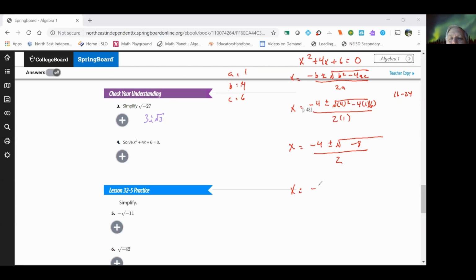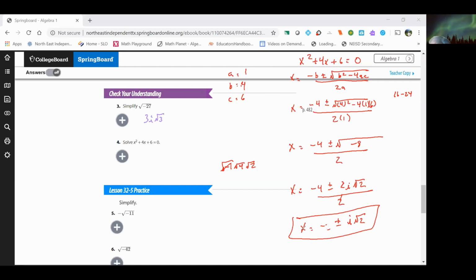x is equal to negative 4 plus or minus. This could be rewritten as the square root of negative 1 times the square root of 4 times the square root of 2. The square root of negative 1 is going to be i. The square root of 4 is going to be 2. And then it's going to leave us with the square root of 2, all that over 2. Then we simplify. x is equal to negative 2 plus or minus 2 over 2 cancels, i times the square root of 2. And that should be the answer right there.